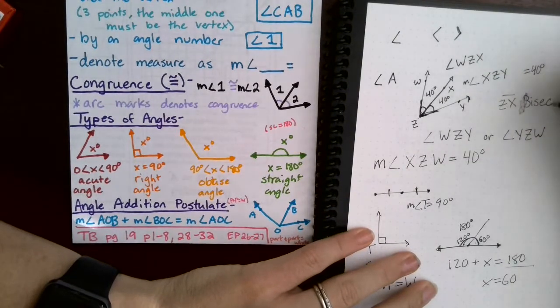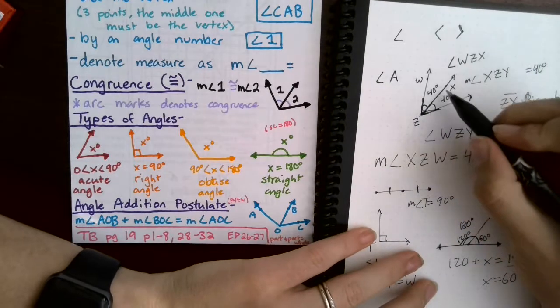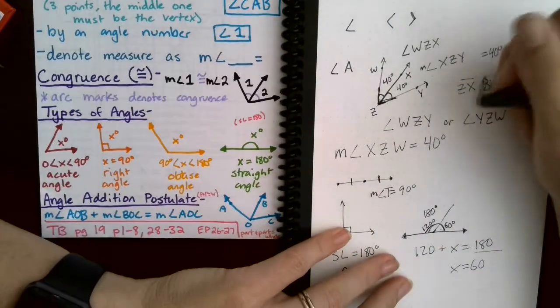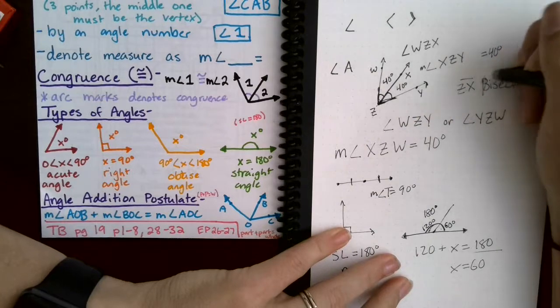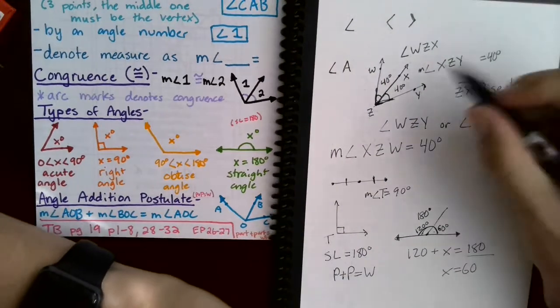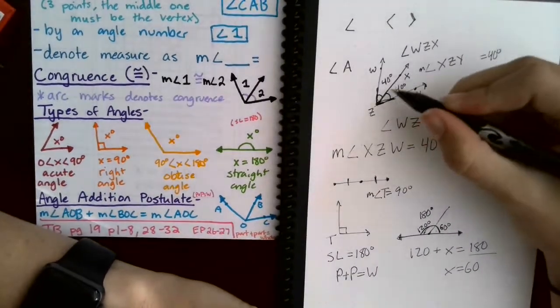Bisector, because it cuts this angle in half. So that's a key way to use the term bisector. We talked about midpoint with segments. Bisector goes with angles because it cuts this in half.